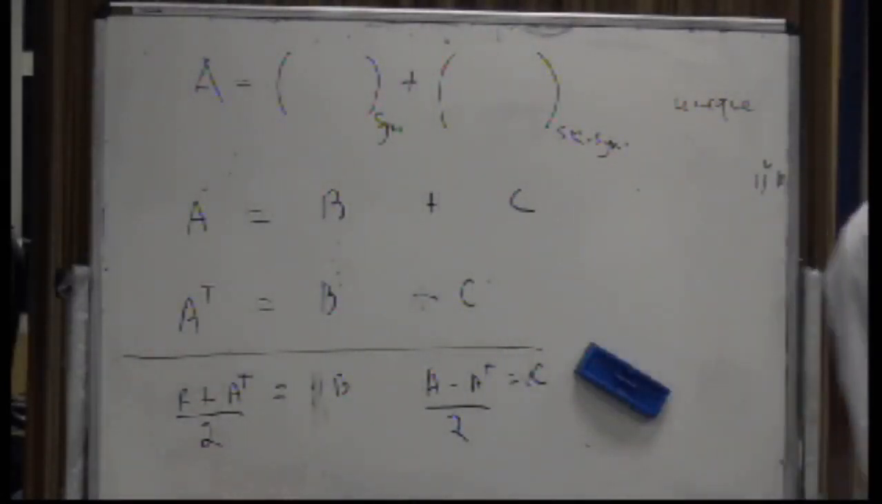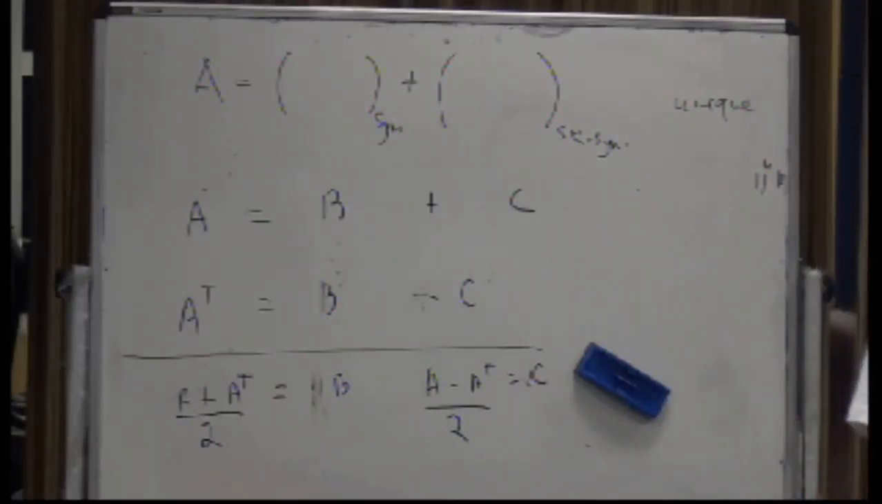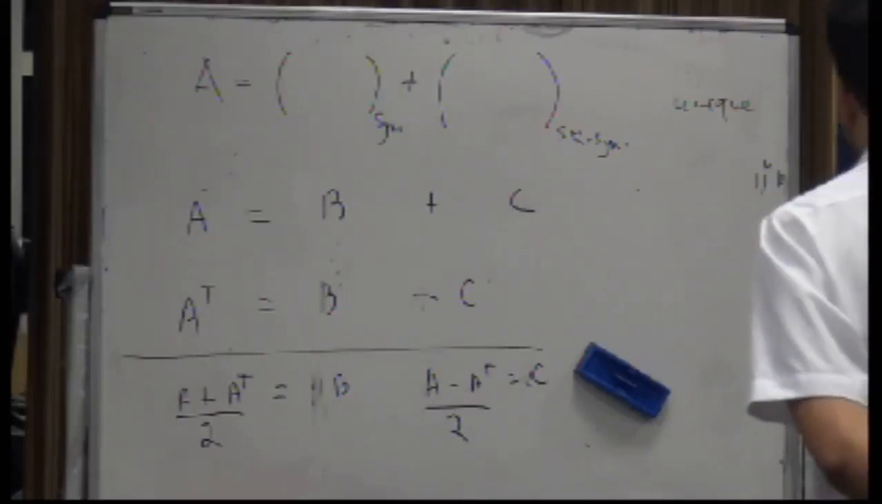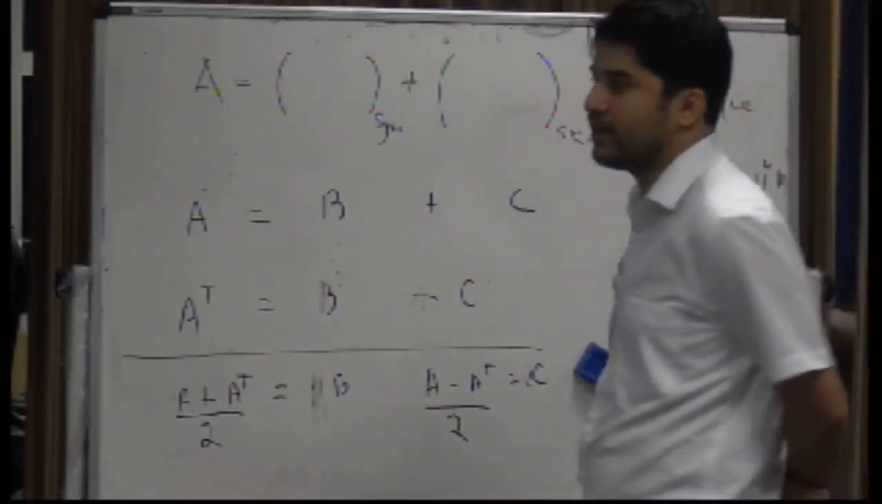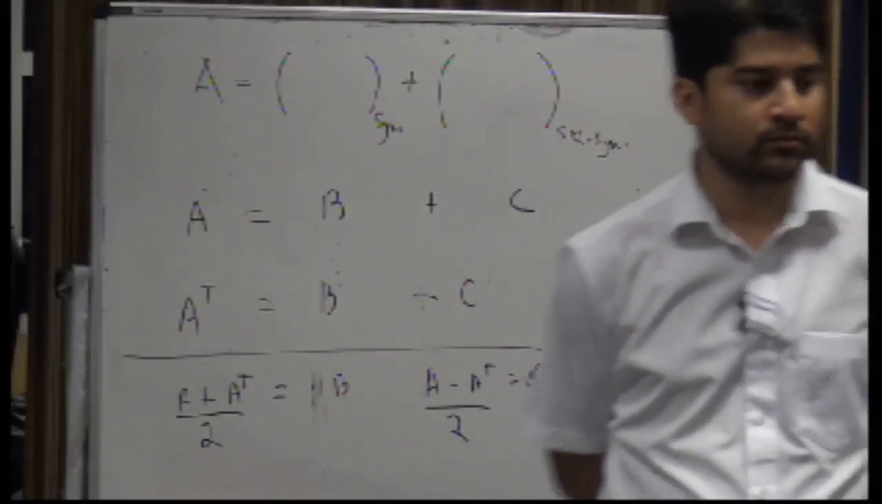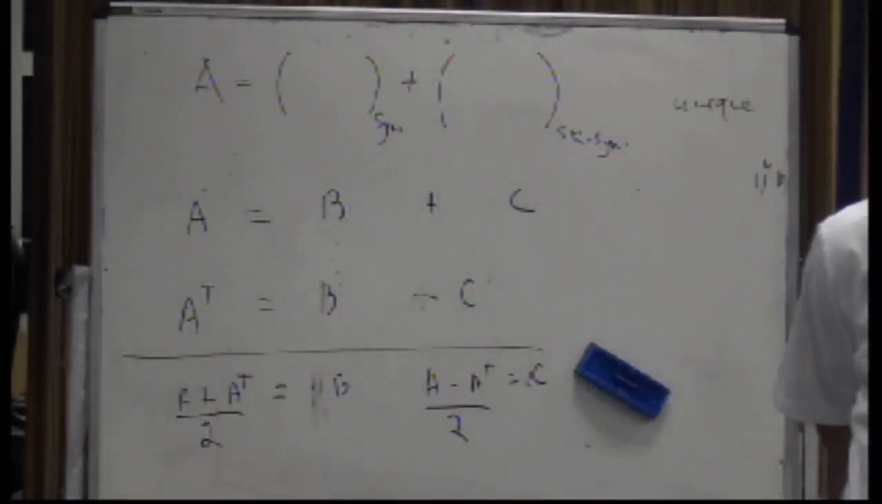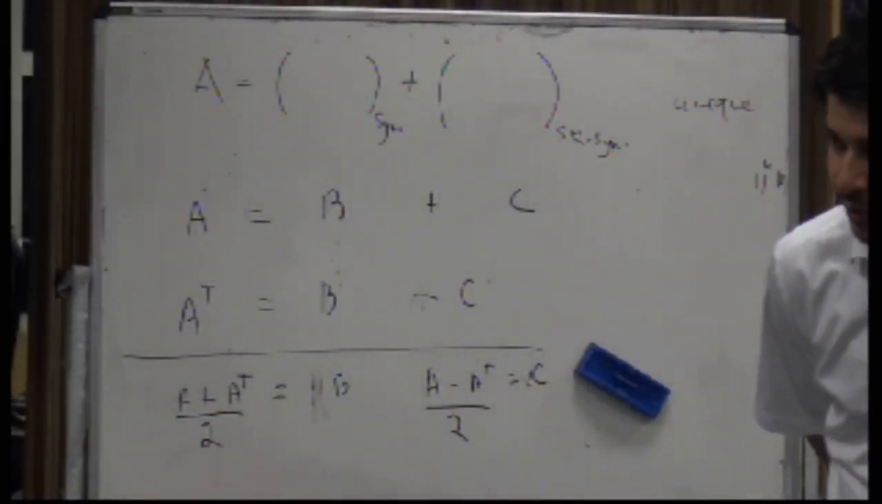Now comes a very strong concept where students really get confused, and that is the inverse of a matrix. What is the inverse of a matrix? When do we call two matrices inverse to each other? When AB is equal to BA is equal to I.